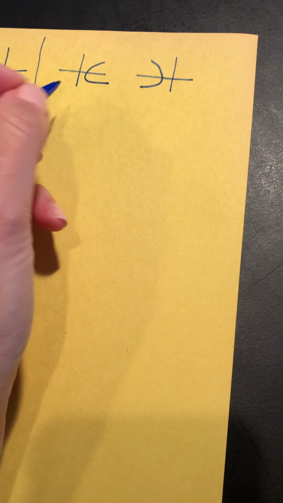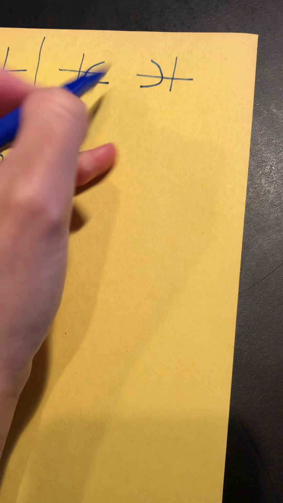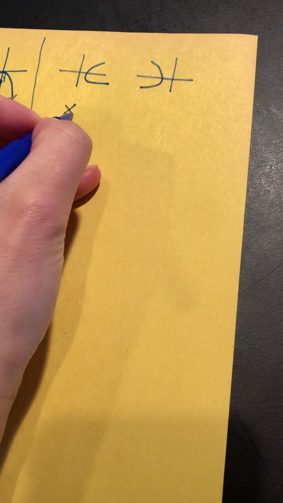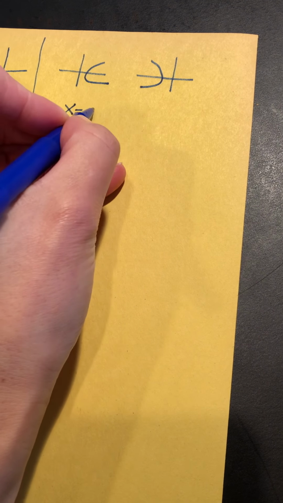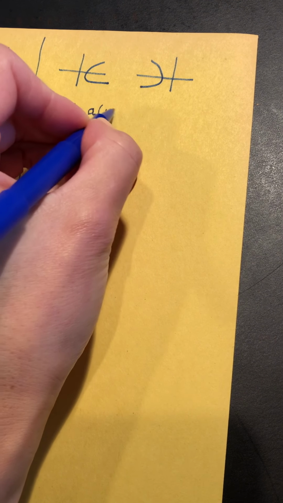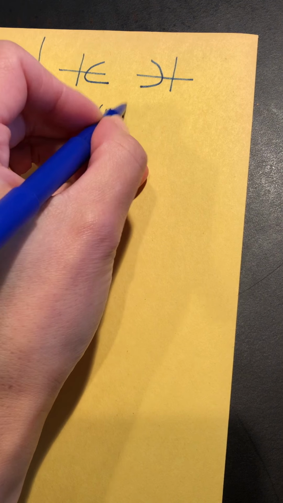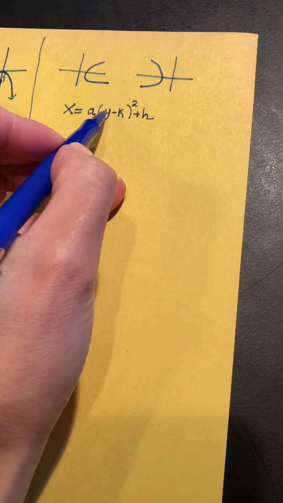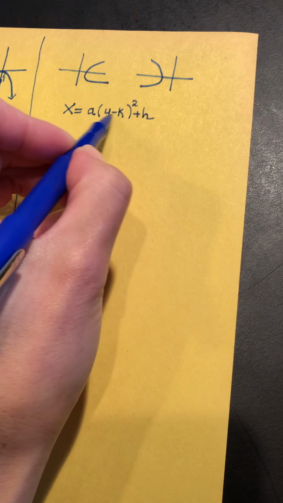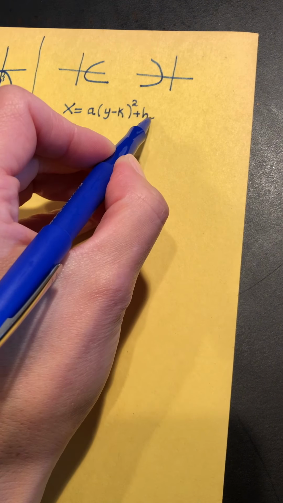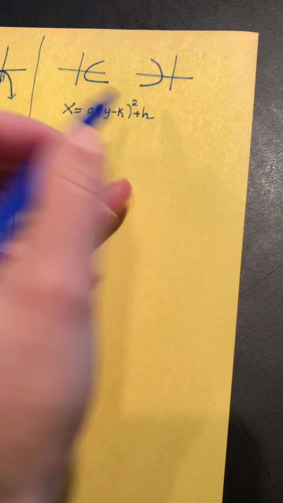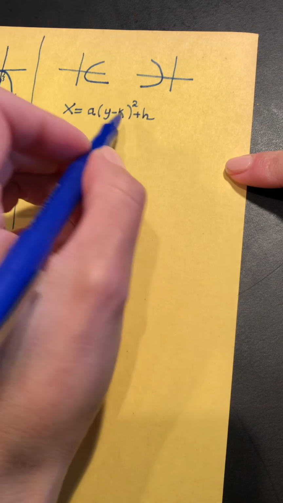So instead of y equals, you can see these are relations. It's gonna be x equals. So x equals a times the quantity y minus k squared plus h. Okay, so notice that y and k are always kind of next to each other, and now the h is on the outside. So this is a reversal of what we had before. So just make a careful note of that, okay?